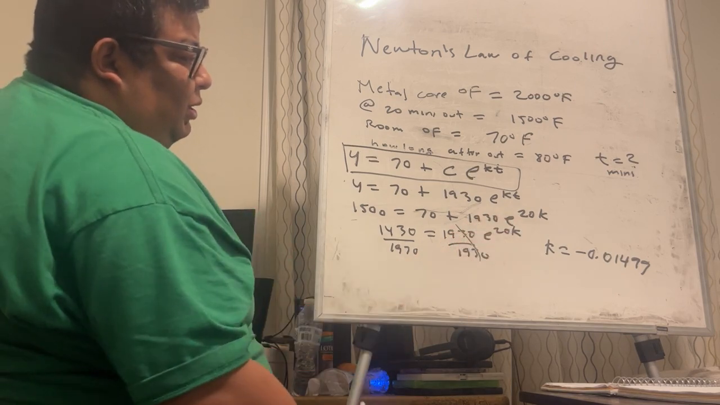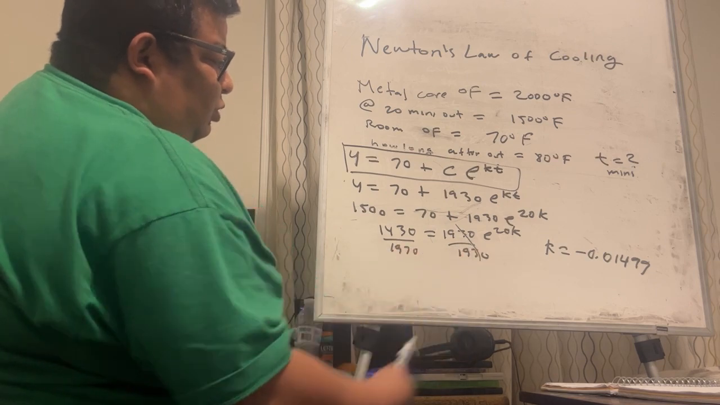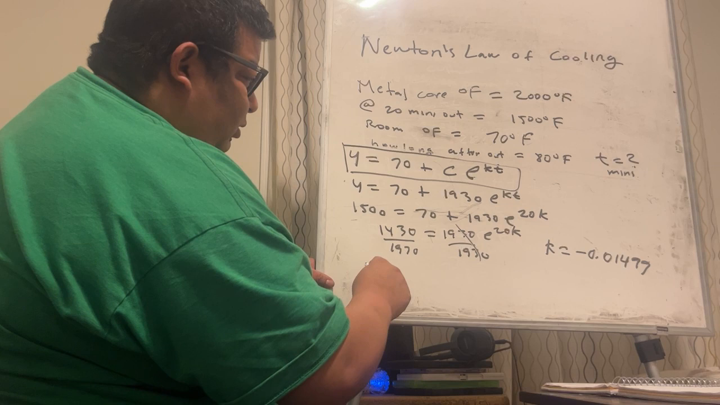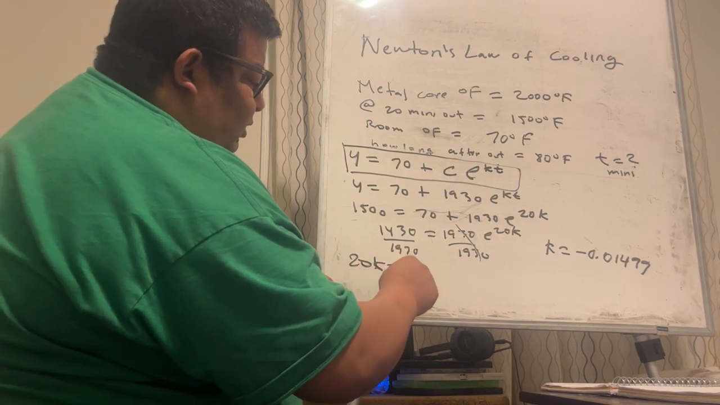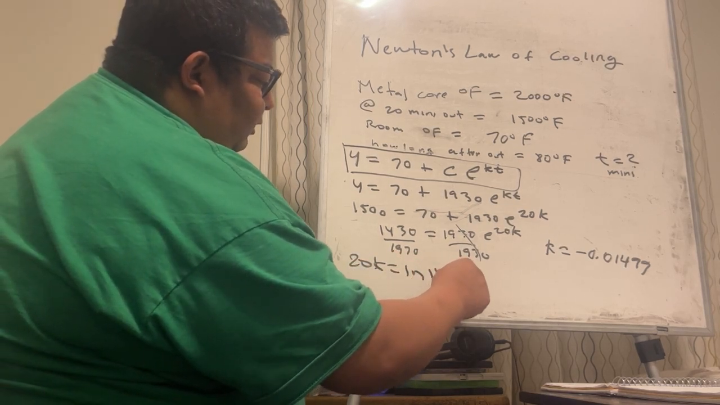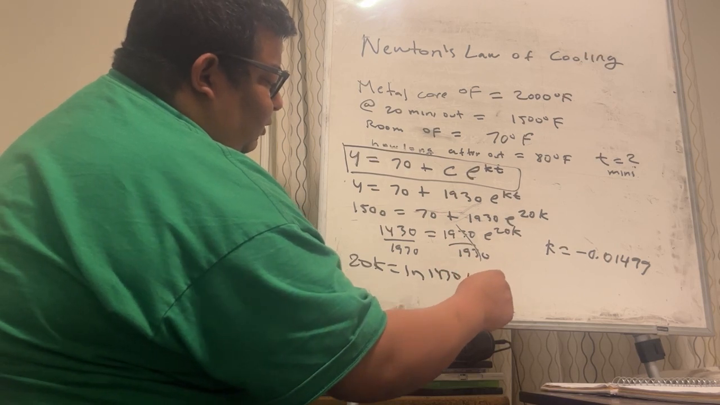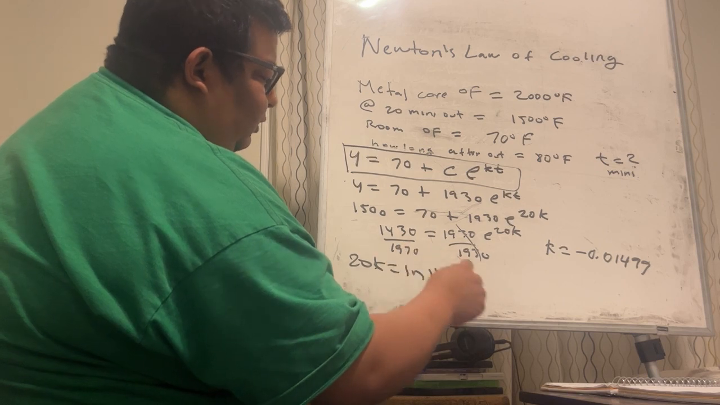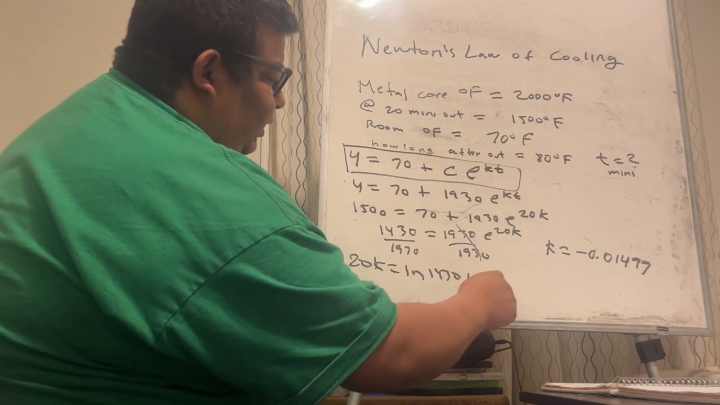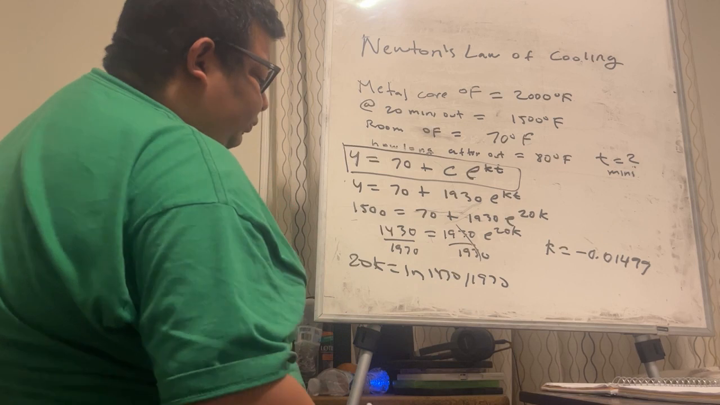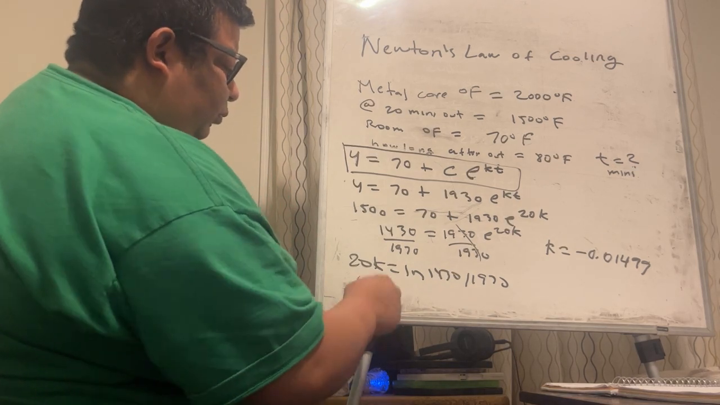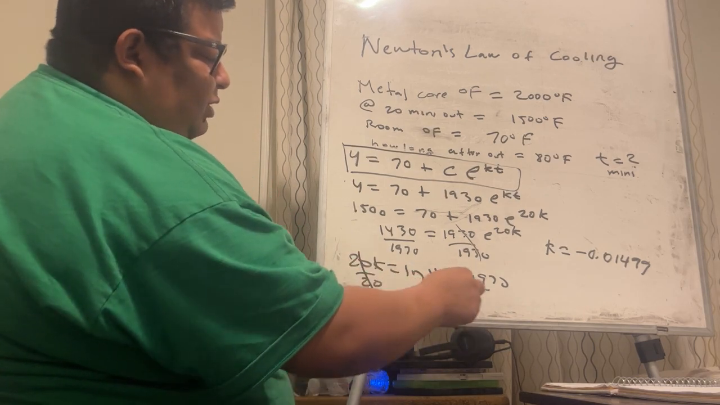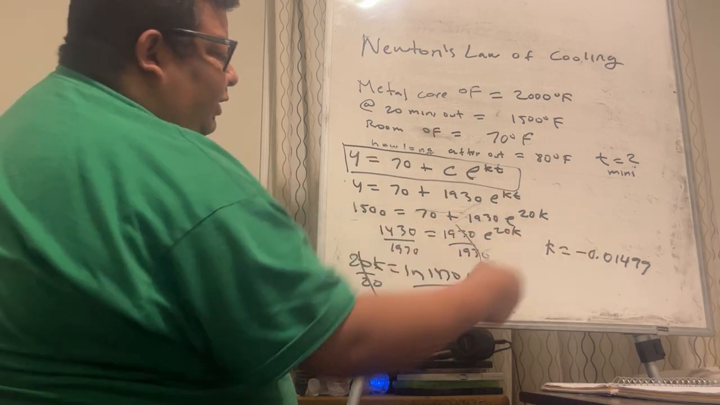How did I get that k? You can solve it on the calculator, or you can just take the log on both sides. So 20k is equal to ln of 1430 divided by 1930. Divide by 20 on both sides, so k is equal to this. Do it on the calculator, and you get that.